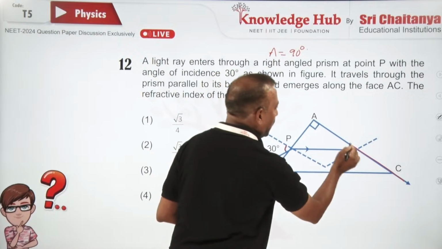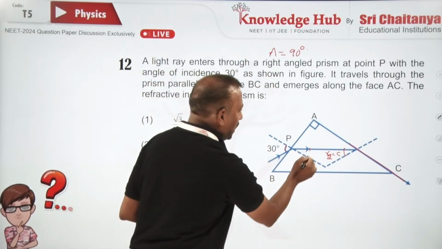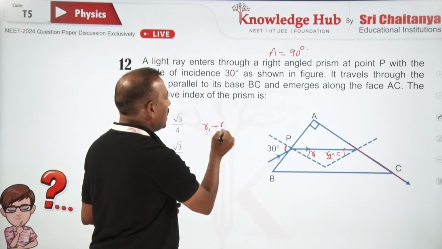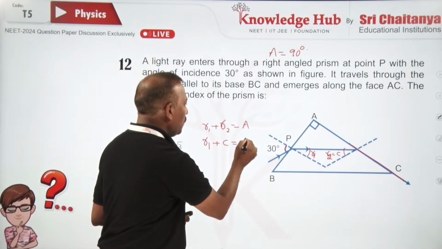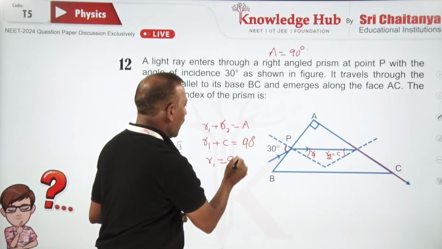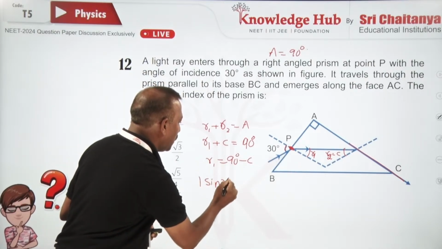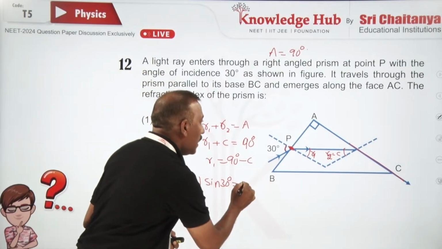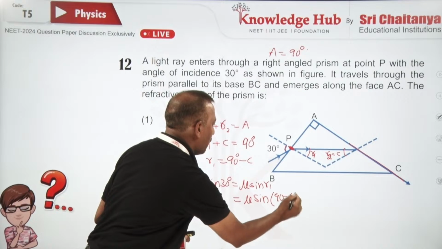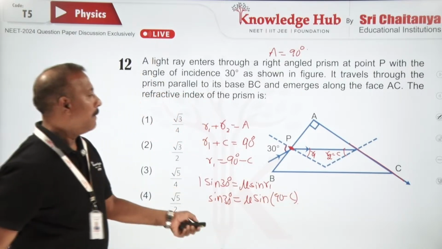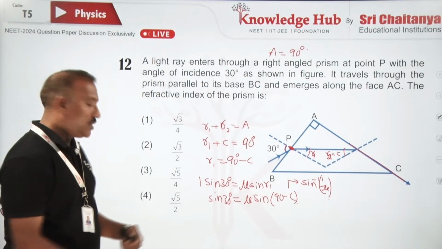Here, when it emerges parallel to AC, then the angle of incidence here must be equal to the critical angle, and this one is R1. R1 plus R2 must be equal to the angle of the prism according to the properties of prism. R1 plus critical angle C equals A, which is 90 here, therefore R1 must be equal to 90 minus C. Now apply Snell's law at the point P. Then 1 sin 30 degrees is equal to, we know Snell's law, mu1 sin i equals mu2 sin r. It is mu into sin R1. By substituting, mu into sin of 90 minus C equals sin 30. By calculating the C value as C equals sin inverse 1 by mu, we will get the answer 4.